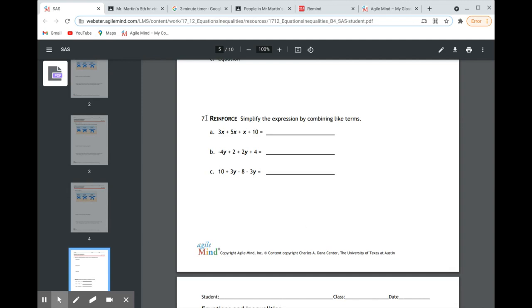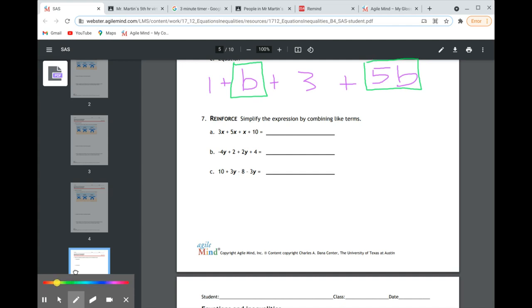So for the next 2 minutes, I want you to work on simplifying the expression by combining the like terms. So I'm going to give you an example up here. If I had this, my like terms, what I would do is put a shape on the ones that are the same. So I got 5b and b, those are like terms. And then I also have like terms in my 1 and 3.